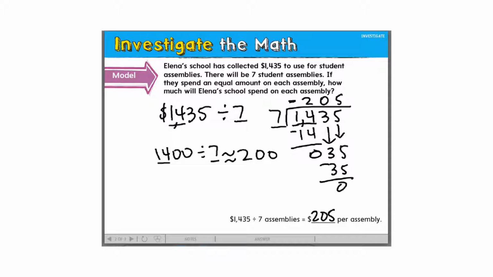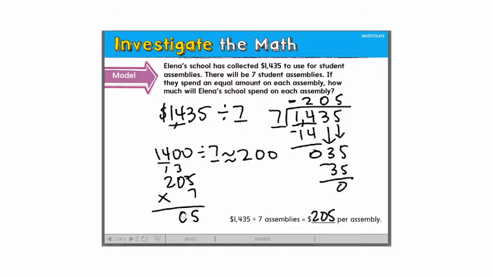The other way is that you can multiply to check your answers. So 205 times 7. I take the quotient and the divisor and multiply them together. So 5 times 7 is 35. 7 times 0 is 0. Plus 3 is 10.